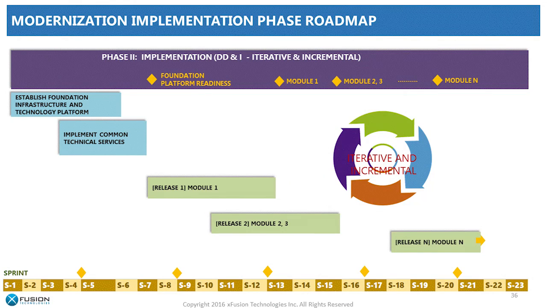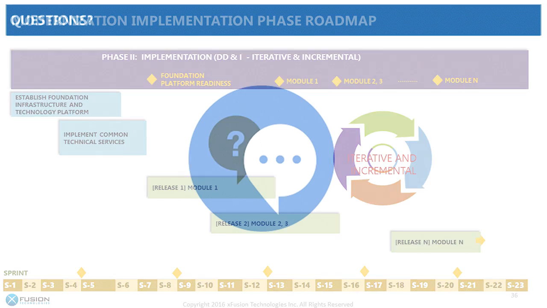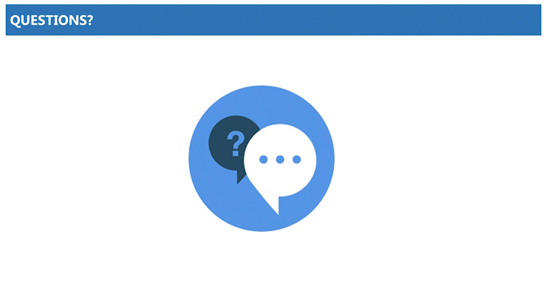where you define your sprints in an iterative model and then define the milestones, where release 1 for module 1, module 2, 3 might go in parallel, module N. So that's how you can imagine a roadmap would look like for the implementation phase. And that's iterative and incremental. All right, now we are open for questions and answers.